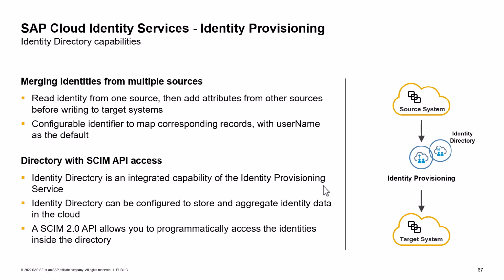In addition to provisioning users, we can also enrich some of the attributes by using the local identity directory. So we can add more information by using the identity directory. This is where users are stored locally, and then provisioned to the target system.